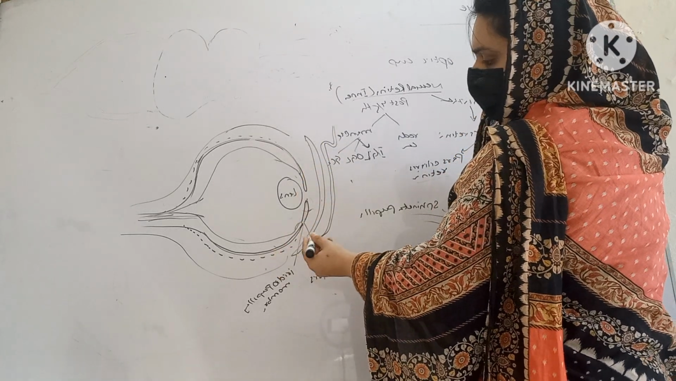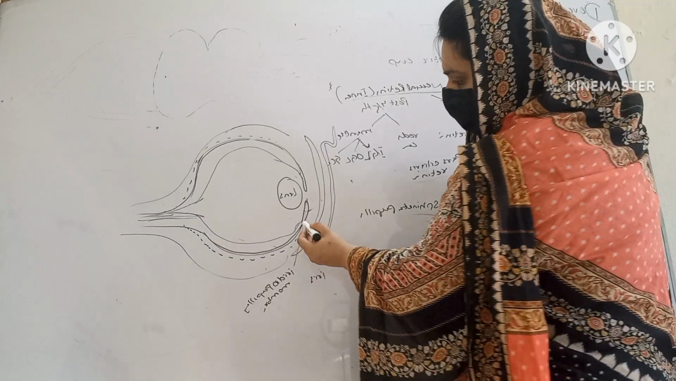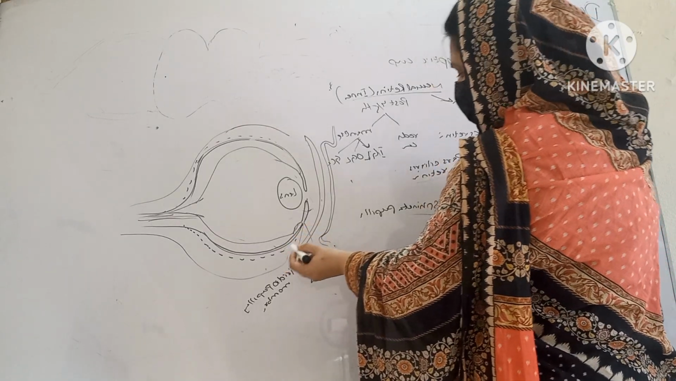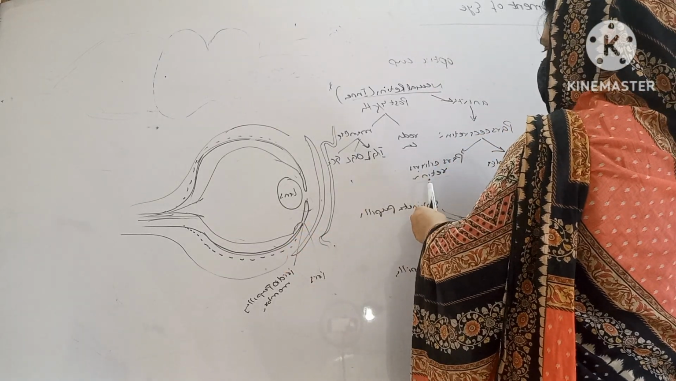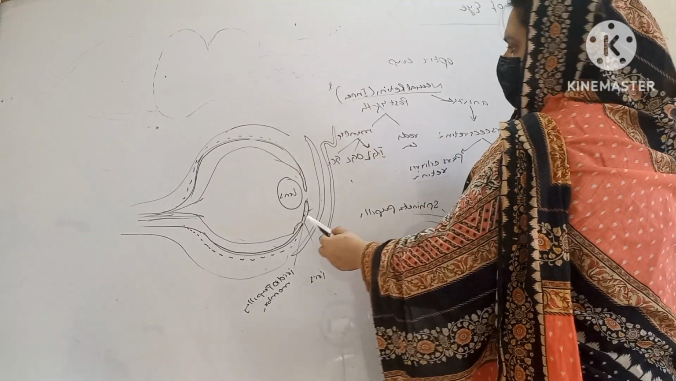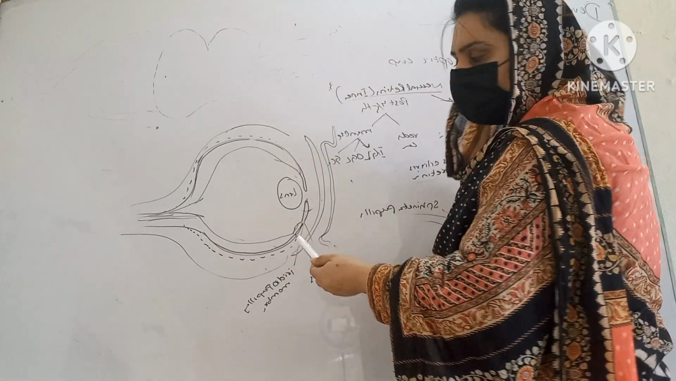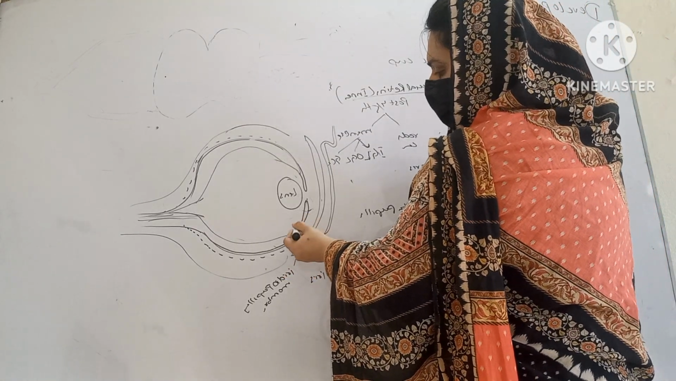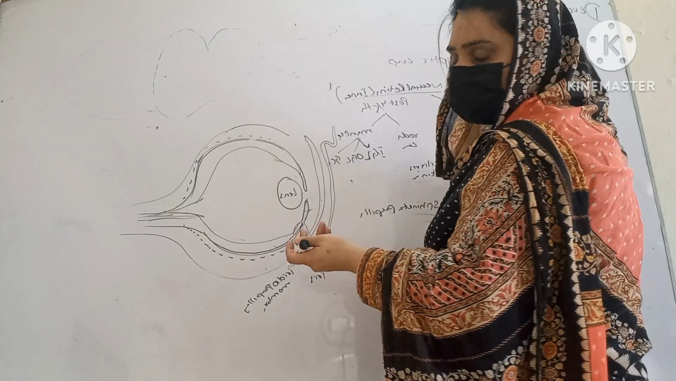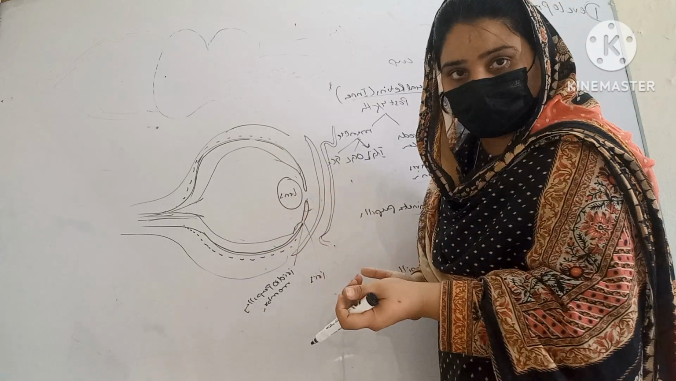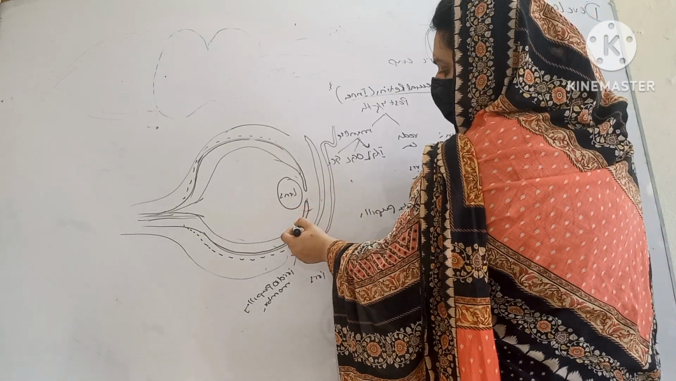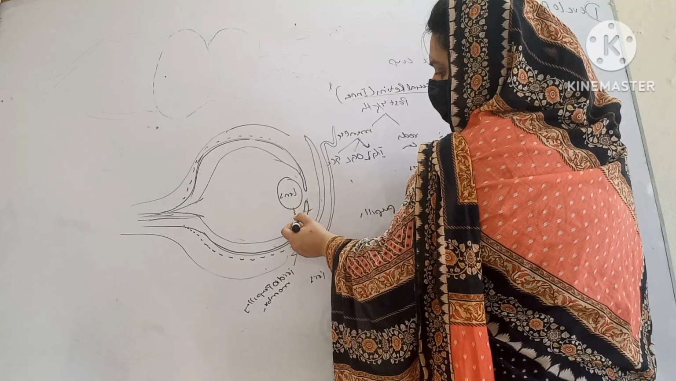Now I have told you about the ciliary body. This is the ciliary body. It is also formed from the pars ciliaris retinae, which is part of the anterior one-fifth of the neural retina. This ciliary body develops the ciliary muscle, which is very important for the accommodation of the lens. And there is also development of the suspensory ligament.